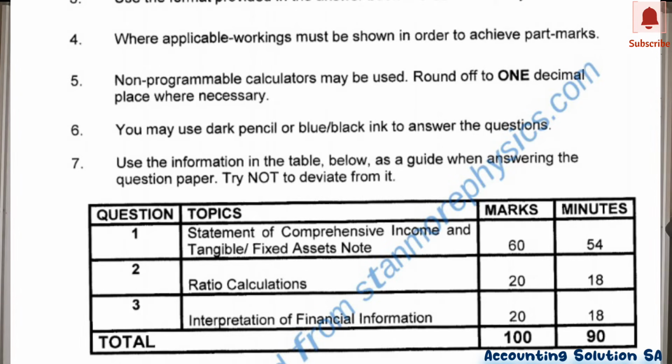You can check there, we have been given a minute allocation in which you are expected to complete each question. For question 1, we have 54 minutes. Question 2, 18 minutes. Question 3, 18 minutes. Please make sure that you follow those times, otherwise you're not going to complete your questions. Then question 3, we are going to do interpretation of financial information. So it's also 20 marks.